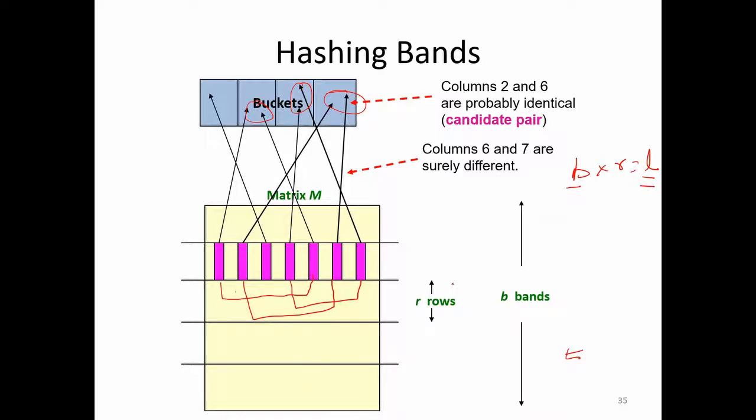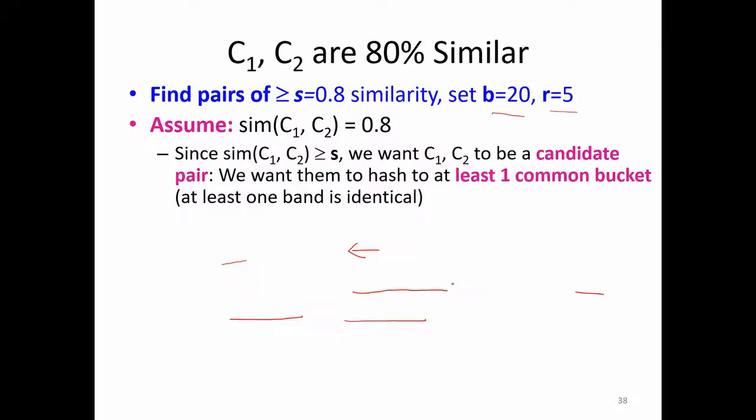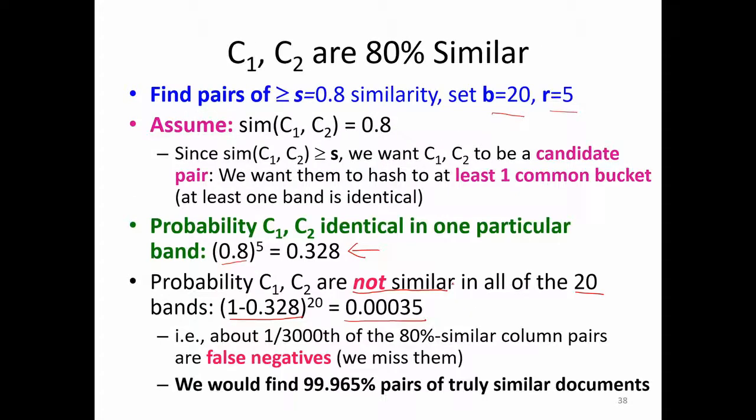Whereas if you choose R to be more, you are doing a stricter match, because now you are matching many more of the signature rows, and the probability of matching signatures, even if you recall the calculation that we did, even if this is like 0.99, if your R is very high, it's going to come down.